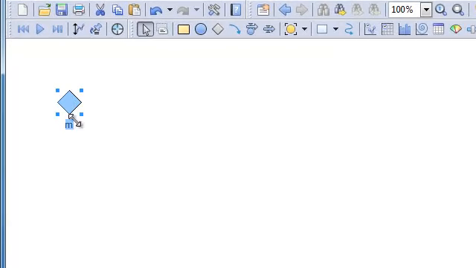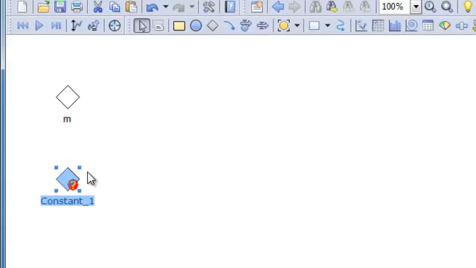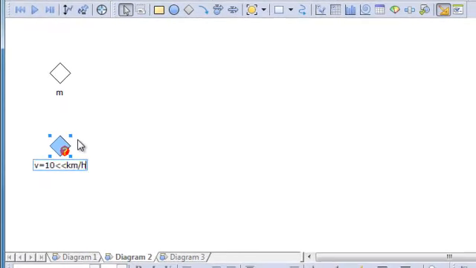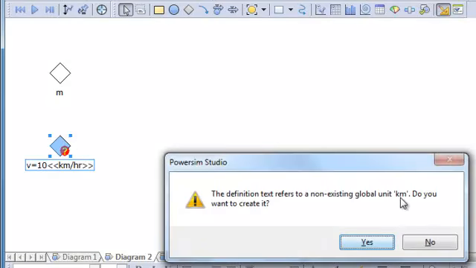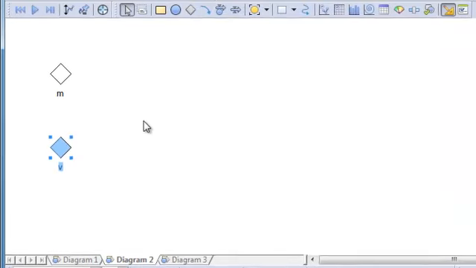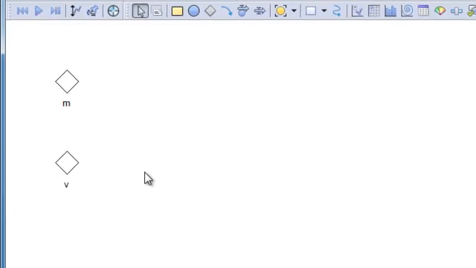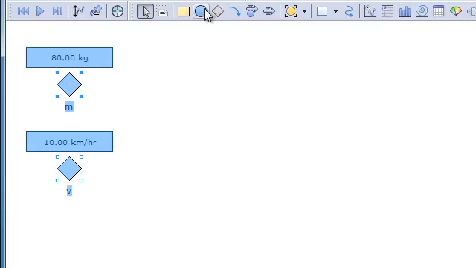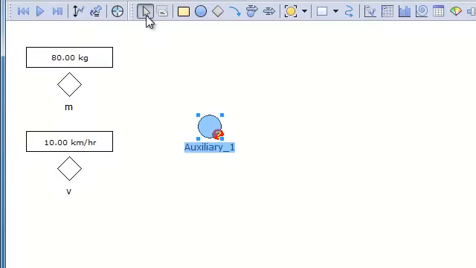I have a speed. I put my velocity here, equals 10 kilometers per hour. What is km? That is kilometers. That's defined. It detects the name, and if I want to keep this one, that's okay. So now I want to calculate what is my energy when having this speed. Put some auto reports, and I want a variable for my energy.